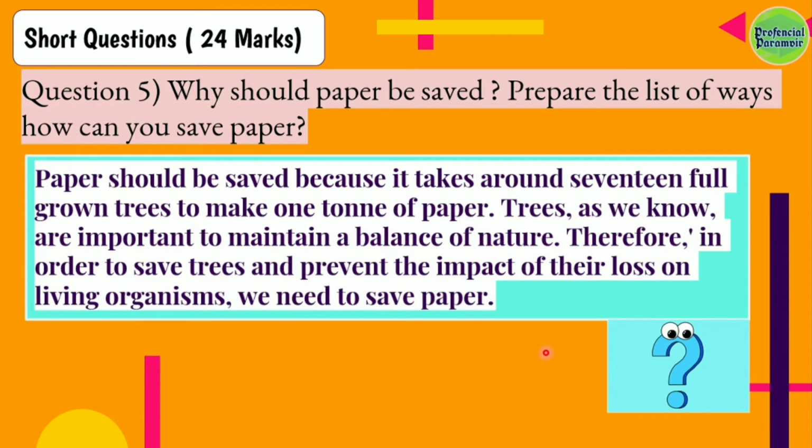Paper should be saved because it takes around 17 full-grown trees to make 1 ton of paper. Trees, as we know, are important to maintain a balance of nature. Therefore, in order to save trees and prevent the impact of their loss on living organisms, we need to save the paper. This is the reason why we save the paper.